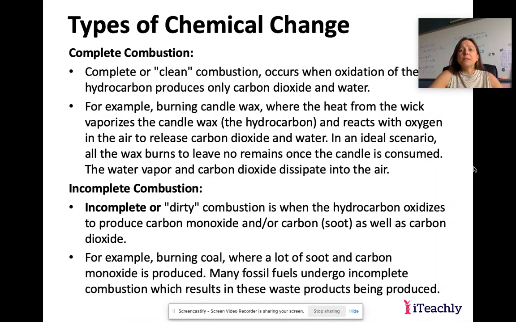And so complete combustion is usually considered what is clean. So when you hear clean energy or clean combustion, that's often what they're talking about. So burning candles, that would be an example of a hydrocarbon that reacts with oxygen. And again, all we're producing is carbon dioxide and water. If you ever see a candle where it actually has like a black smoke to it, then this would not be a clean, or would not be complete. This would be incomplete. So this is when you get that soot and that gross burn.